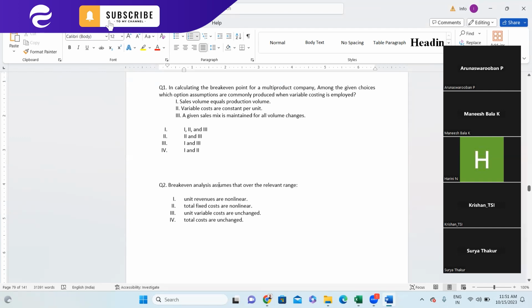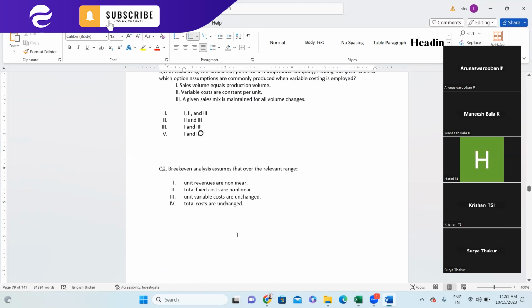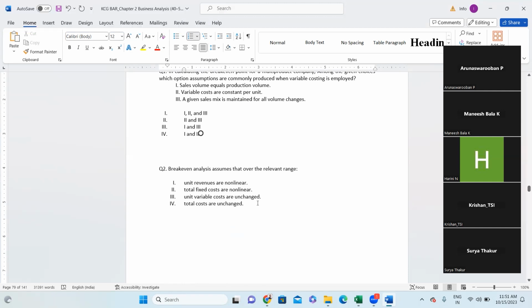Next question is break-even analysis. Assume that over the range, unit revenue are non-linear, total fixed costs are non-linear, unit variable costs are unchanged, total costs are unchanged. What is the basic assumption when you do break-even analysis? Break-even analysis assumes that over the relevant range, unit variable cost will be unchanged, right? So the third option is correct option.